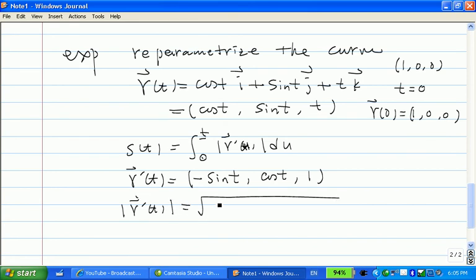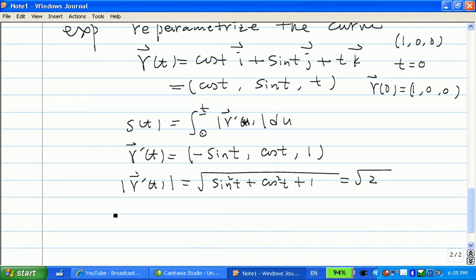It is the square root of negative sine t squared plus cosine t squared, then plus 1. Sine squared t plus cosine squared t gives you 1, so the total is the square root of 2. So s and t, they are related this way.